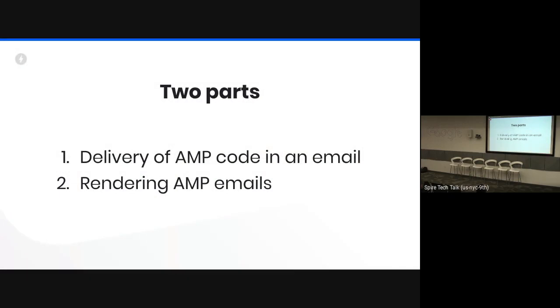Now, this talk is split into two parts. First is how we're going to deliver the AMP code to an inbox. And the second part is how do we render this after we have received the AMP code. This talk is a bit content-heavy, and there are a lot of things and caveats to things, but I promise there will be at least one photo of a cat, if you pay attention.